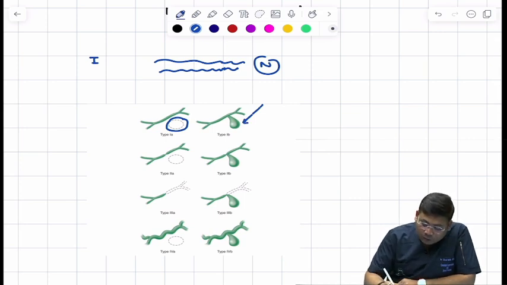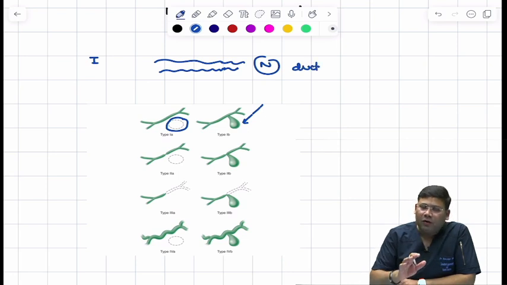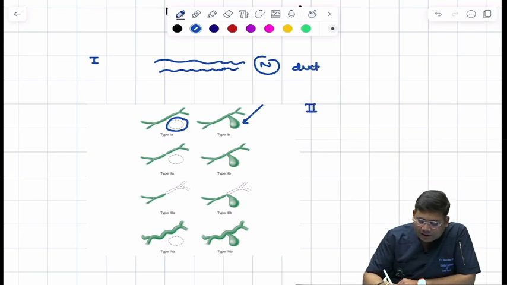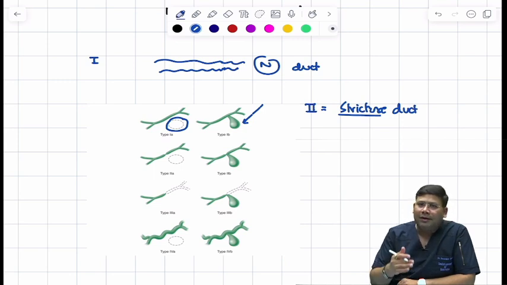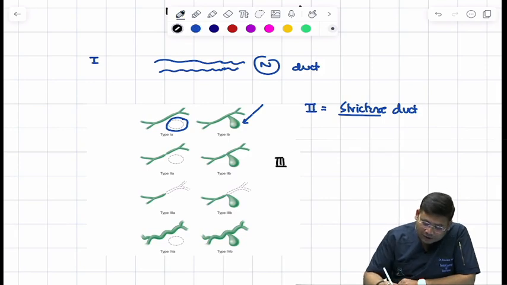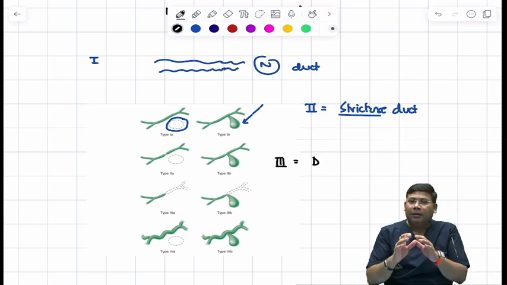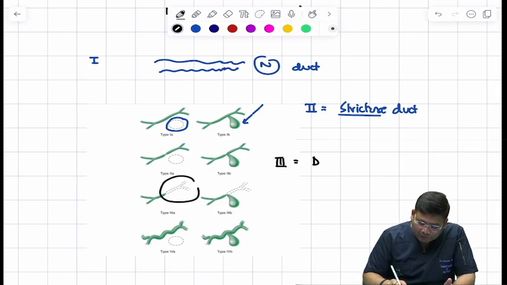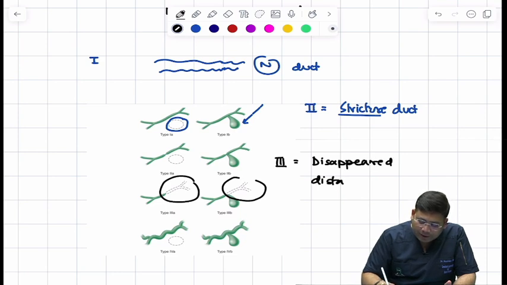What is type 2? If it is a pseudocyst associated with the normal duct, it is a type 1 Neelan's. If it is associated with a strictured duct, it is a type 2. The third is if the duct has disappeared, the distal part of the duct has disappeared. This is known as disappeared distal pancreatic duct.